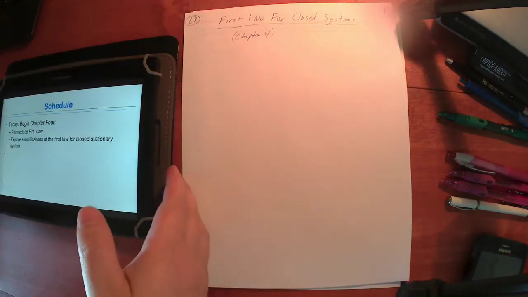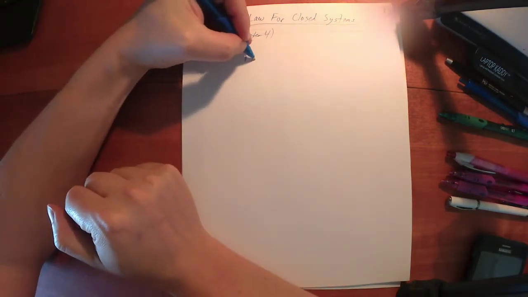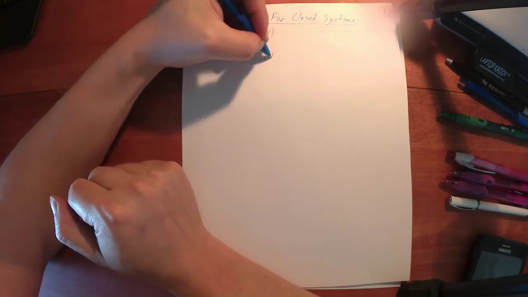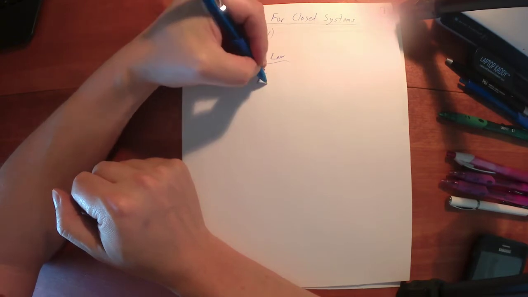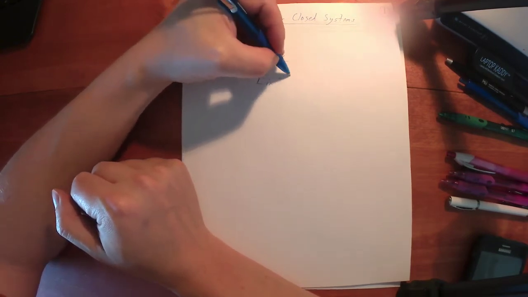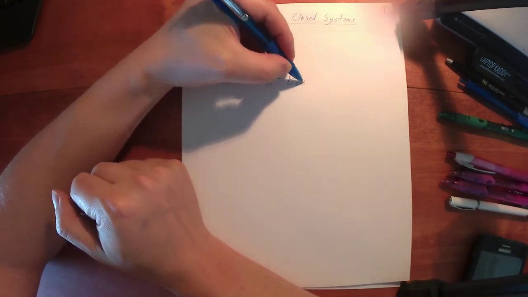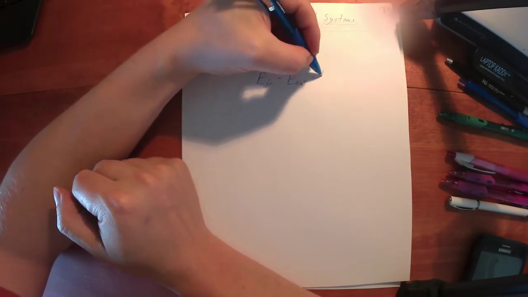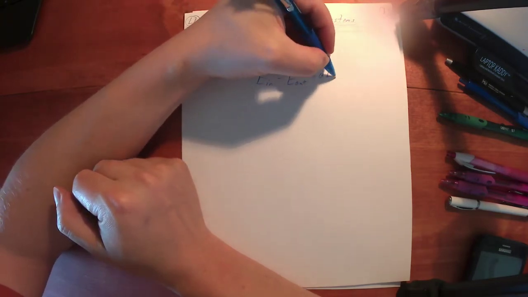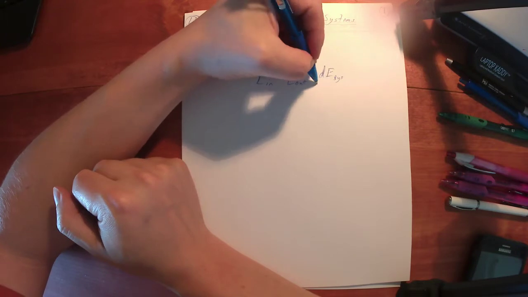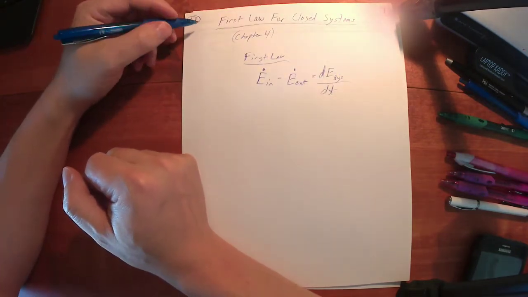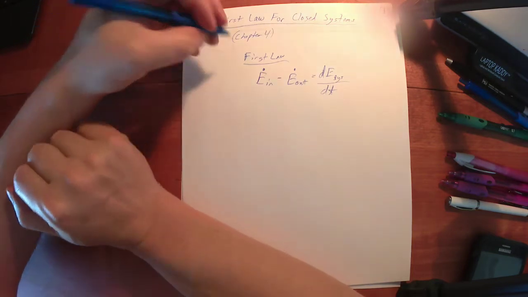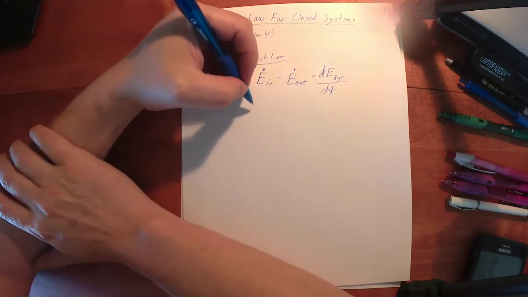So if we look at, let's just move this out of my way here. Again, if we reintroduce the first law, recall that this is the idea that the total rate of energy in minus the total rate of energy out of our system is going to equal dE/dt for our system, the change in the energy for our system with respect to time.